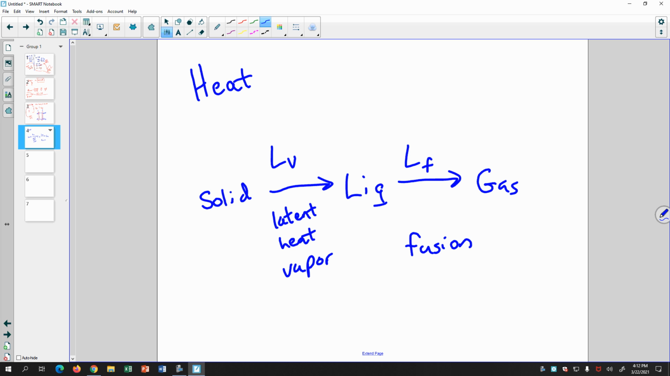No, I got that backwards. I'm sorry. Yeah, thank you. Who's going to correct me? Everybody, right? This is latent heat of fusion, and this is latent heat of vaporization.